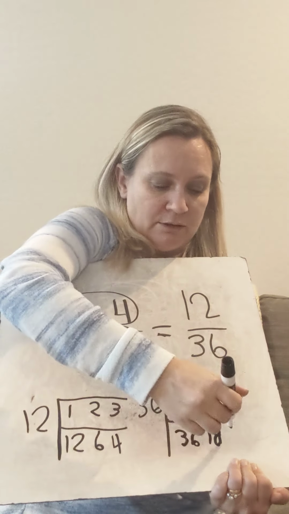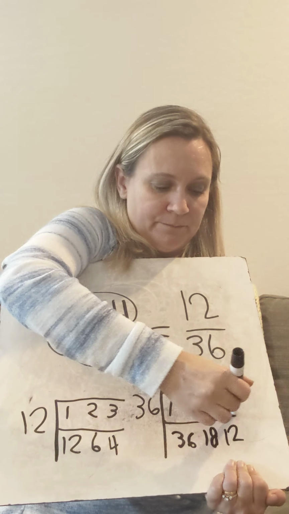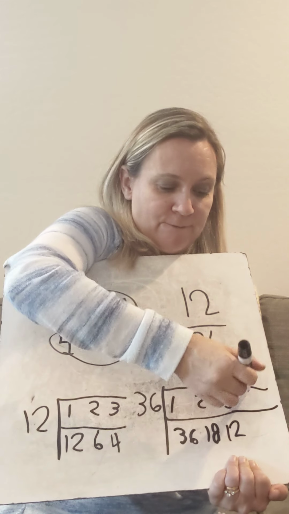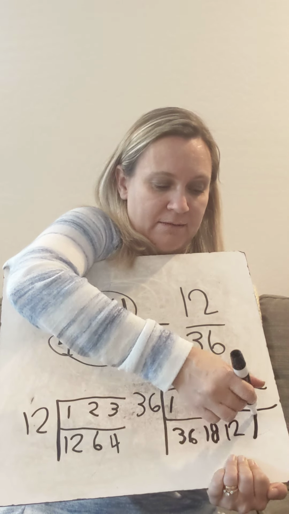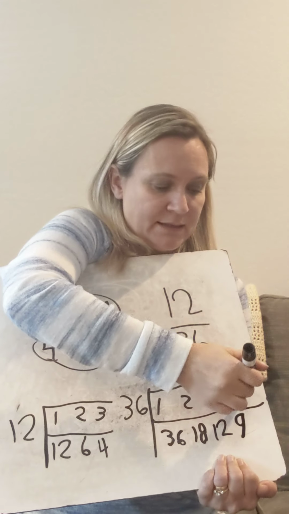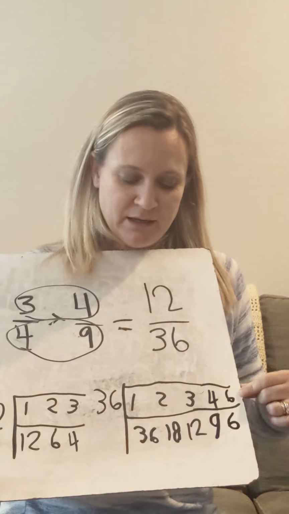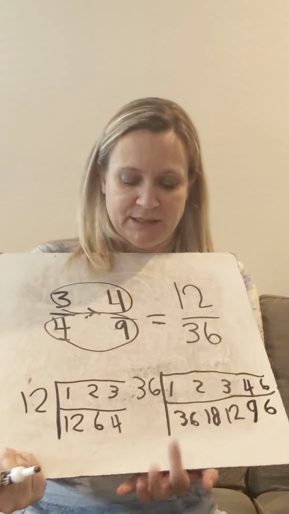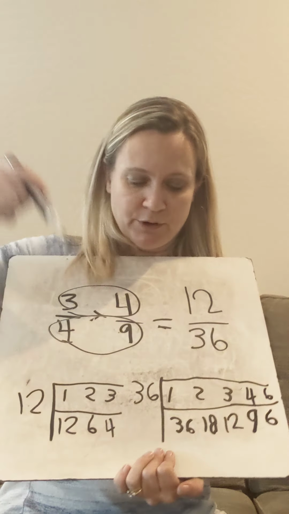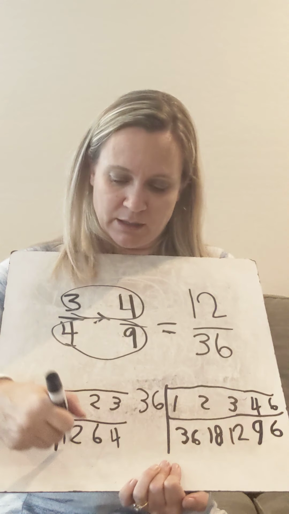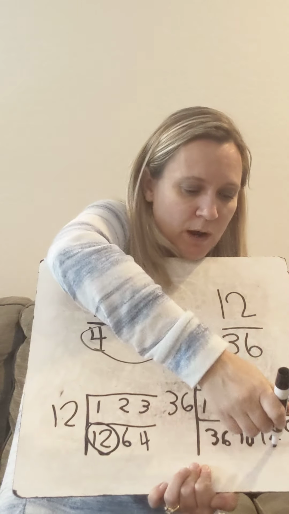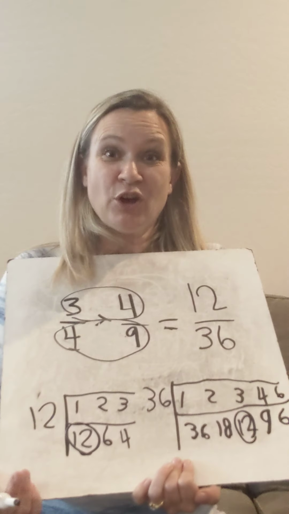3 and 12. 4 and 9. And 6 and 6. And remember, doubles means we're done. So these are all the factors of 36. So now I'm looking for the largest number in both, and I see that it is 12. So my greatest common factor is 12.